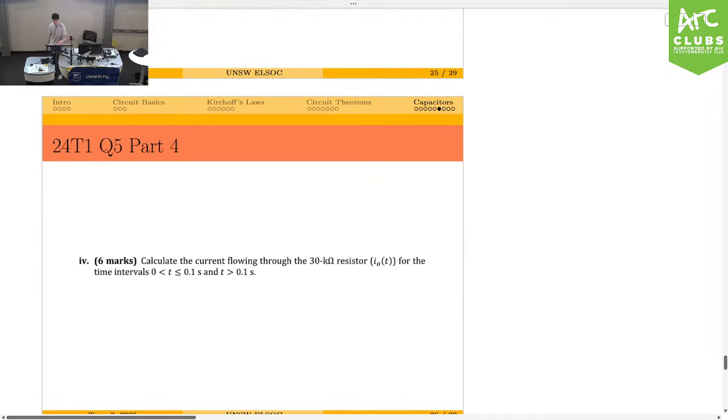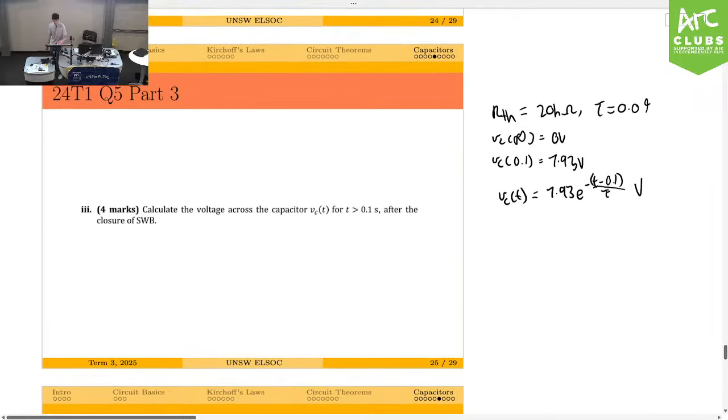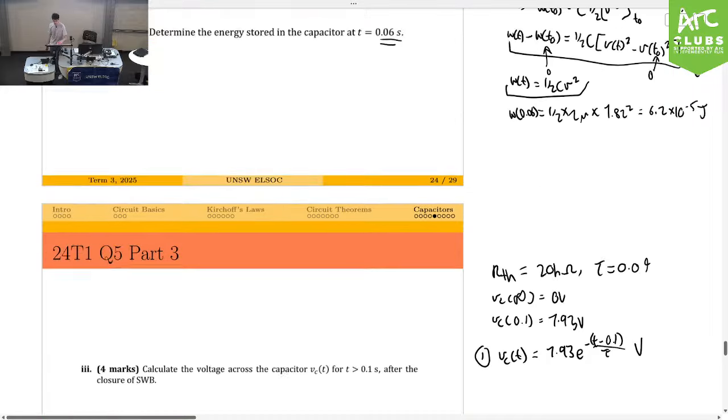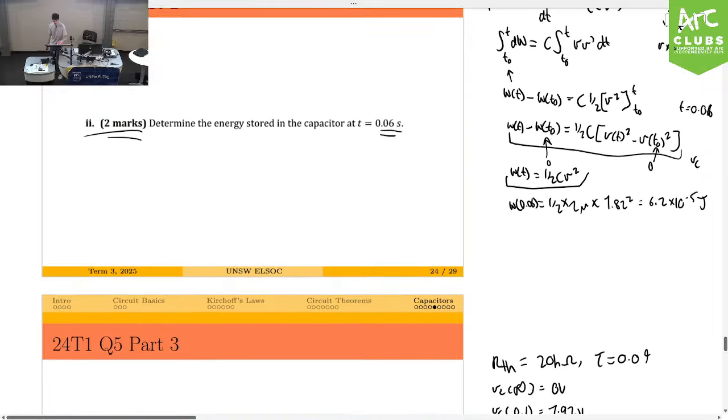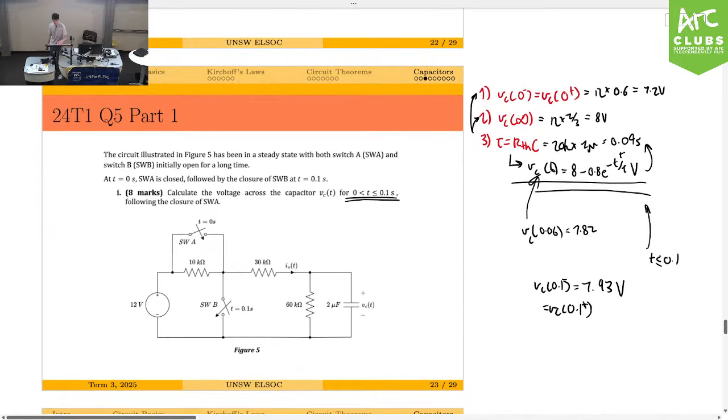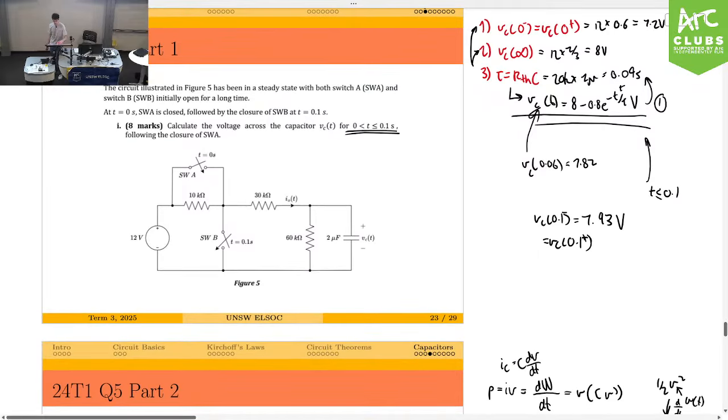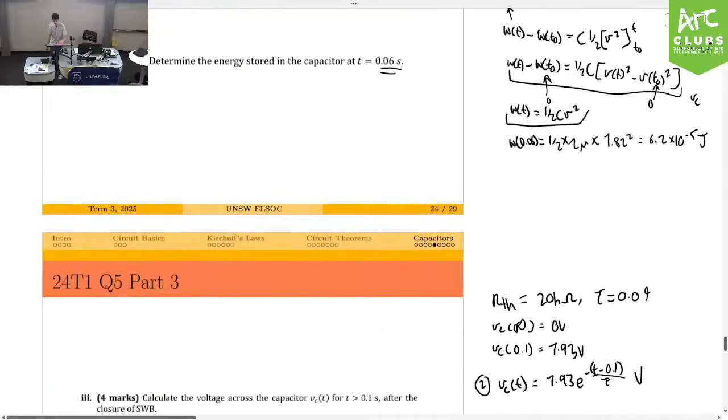All right, and then you have to calculate the current flowing through the 30K resistor at both intervals. So you have to use this one. It's a bit of a lengthy question. Part 2 and 1. Oh, this is it. I sort of quick scoped it.